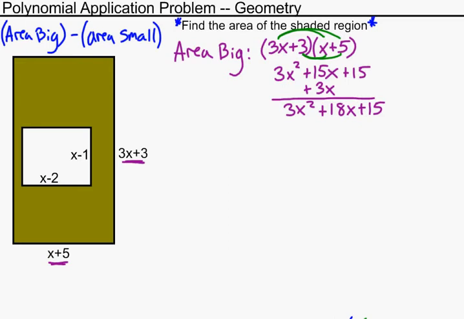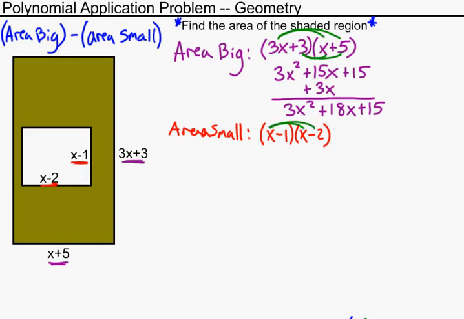Now I turn my attention to the small. In order to find the area of the small, again, it's a rectangle, so it's length times width. So I begin to do that math, and I find that it's very similar to what I just did. I'm taking x minus 1 times x minus 2. So I'm FOILing it out again.